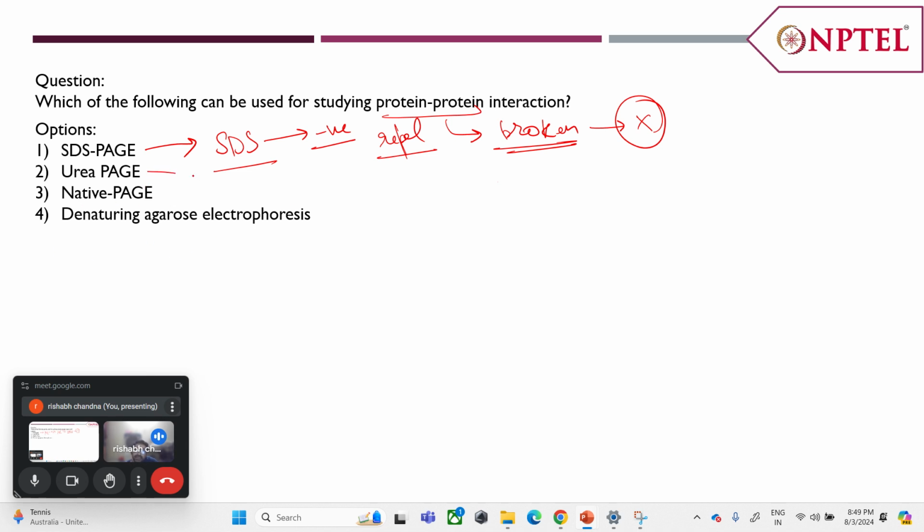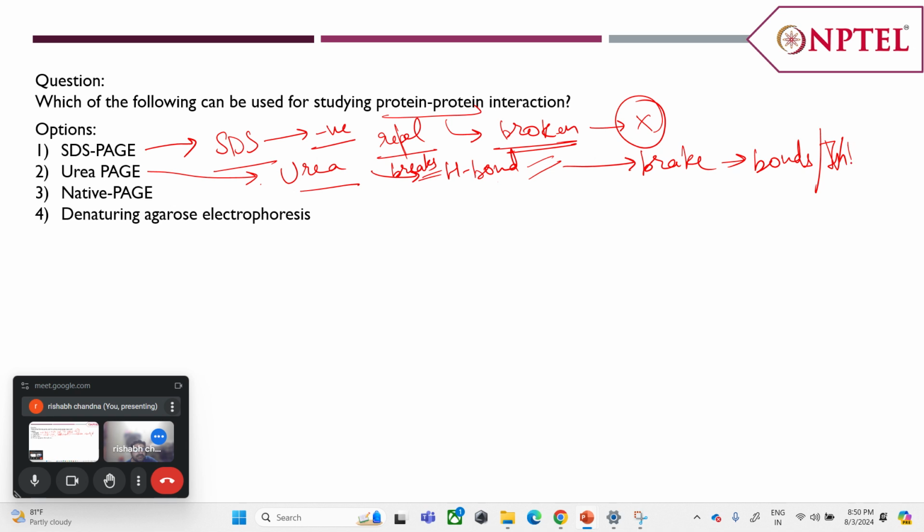Then we have the urea page. Okay, urea page will provide us with urea. So urea breaks the hydrogen bonds. Okay, so in some proteins, it's bound with the disulfide bridges, the protein-protein interactions that we can see. But in some cases, it is bound with the hydrogen bond also. Okay, so that would also break the bonds, or rather the interactions between two different subunits. So this will also not be used.